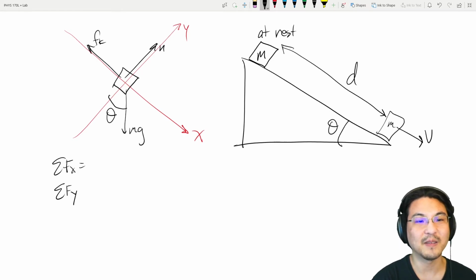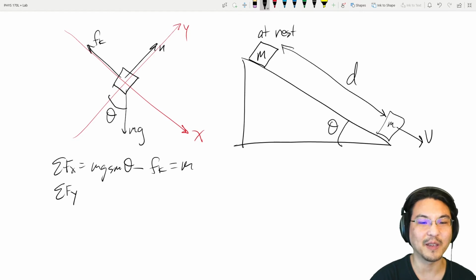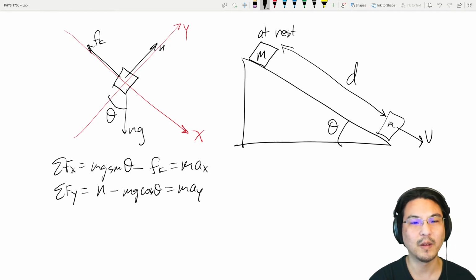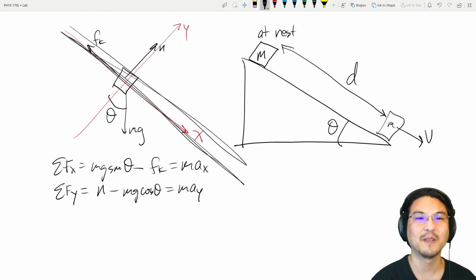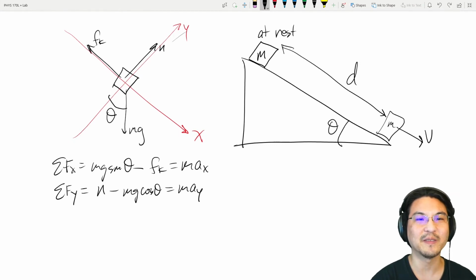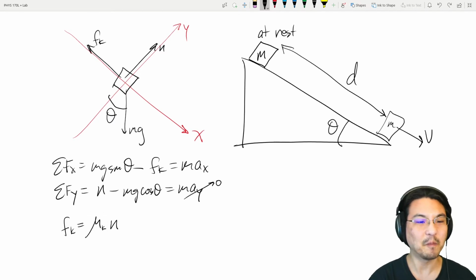So let's write Newton's second law, split up into x and y components. In the x direction, we got mg sine theta minus friction equals mass times acceleration. In the y direction, we got n minus mg cosine theta equals mass times acceleration. Since it's only sliding in this direction, there's no motion in the y direction, so the acceleration in the y direction is definitely 0. And we also know that friction is proportional to normal force, with the coefficient of kinetic friction.